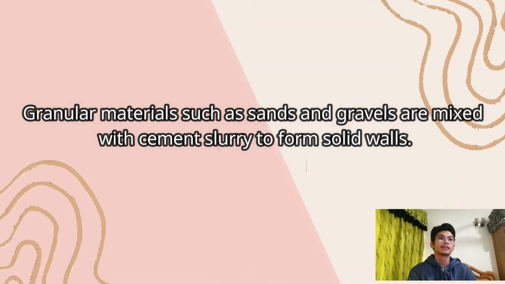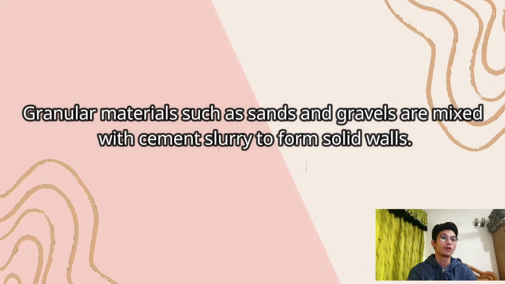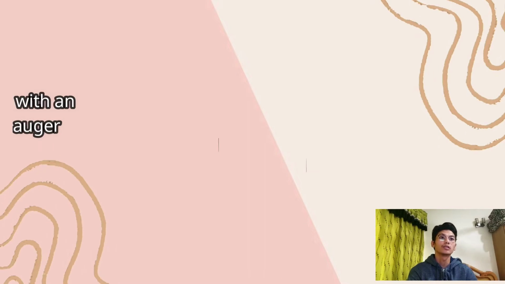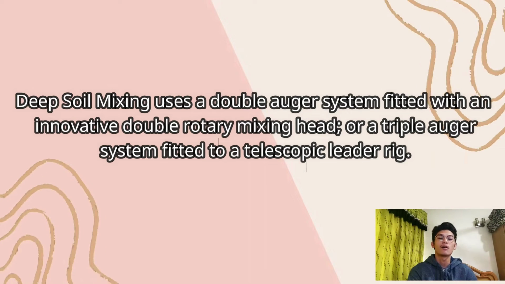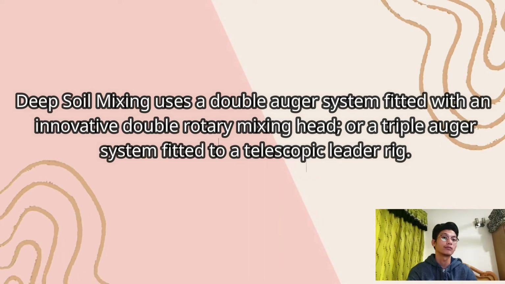Granular materials such as sand and gravel are mixed with cement slurry to form solid walls. Deep soil mixing uses a double auger system fitted with an innovative rubber rotary mixing head, or a triple auger system fitted to a telescopic rig.